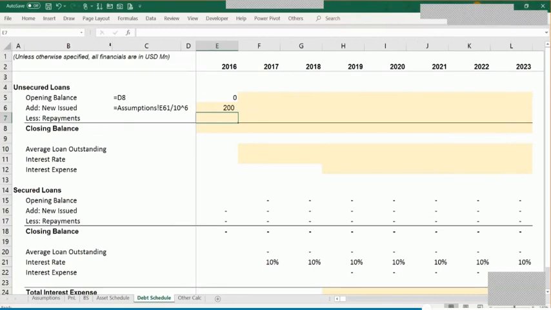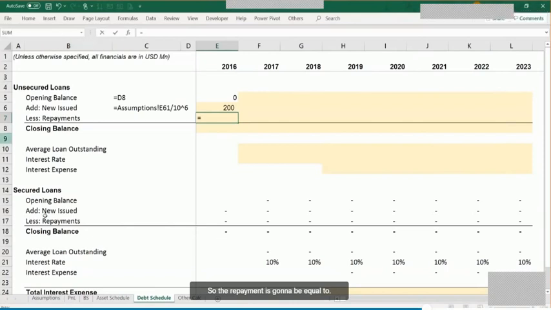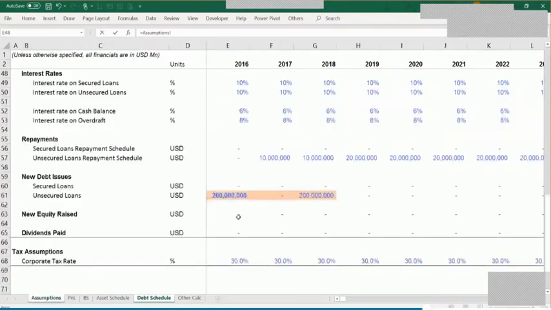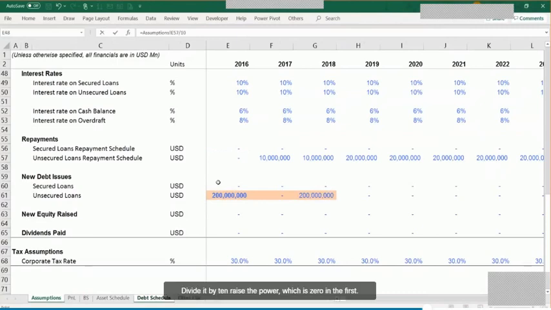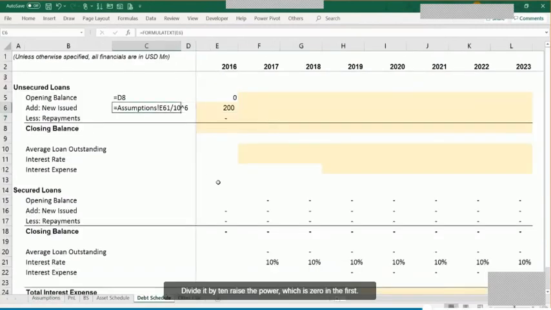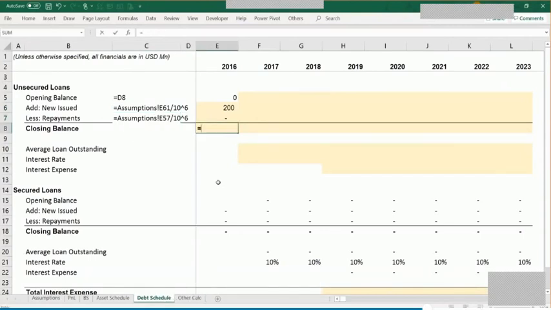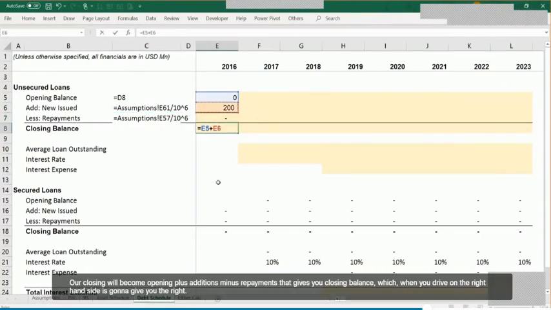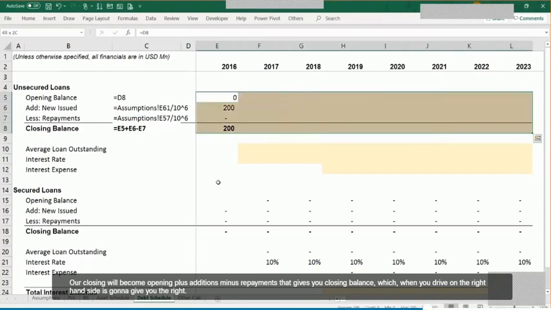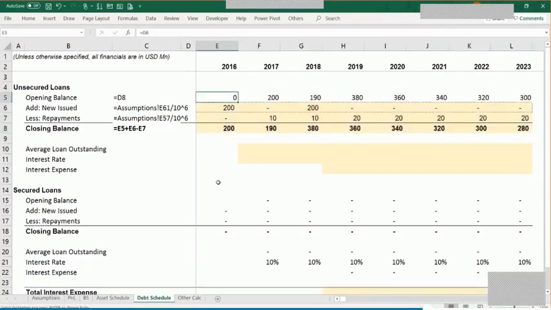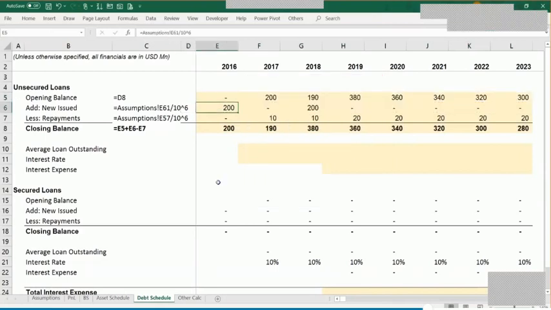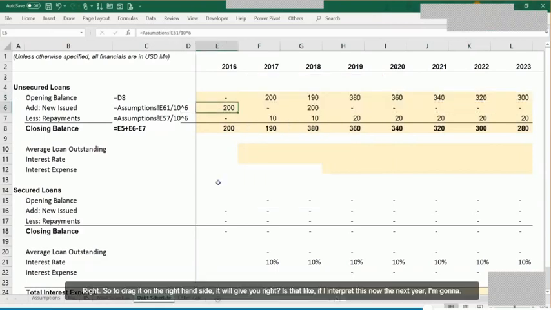So now the repayment is going to be equal to this divided by 10 raised to the power 6, which is 0 in the first year, but that's okay. So our closing will become opening plus additions minus repayments. That gives you the closing balance, which when you drag on the right hand side is going to give you the right result, right?